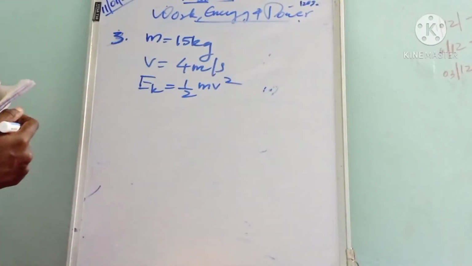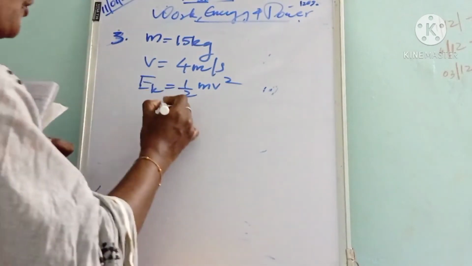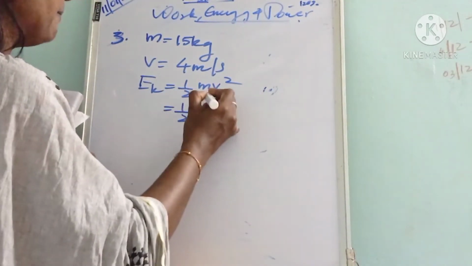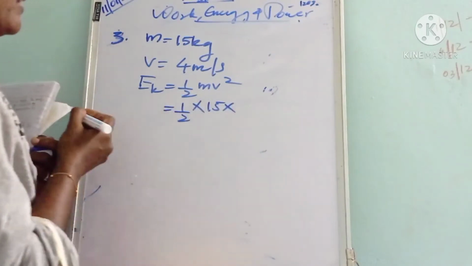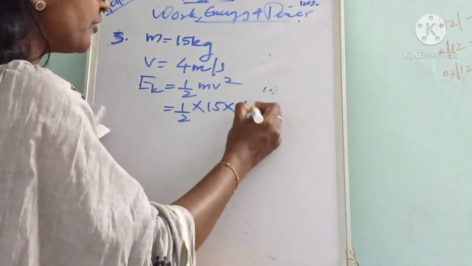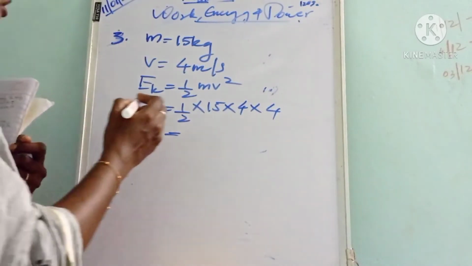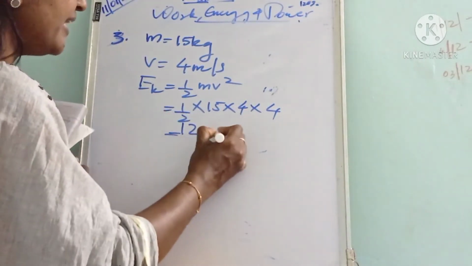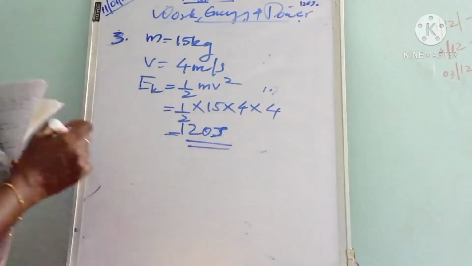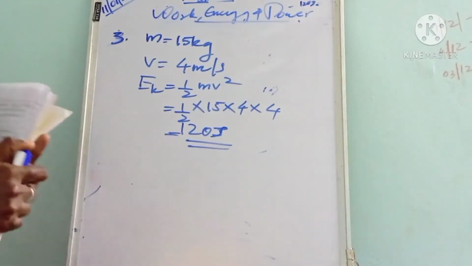Kinetic energy Ek is equal to half m v square. So half into m is actually 15. Then v square is actually 4 into 4. By simplifying this, we will get the value of kinetic energy as 120 joule. That is the value of kinetic energy.